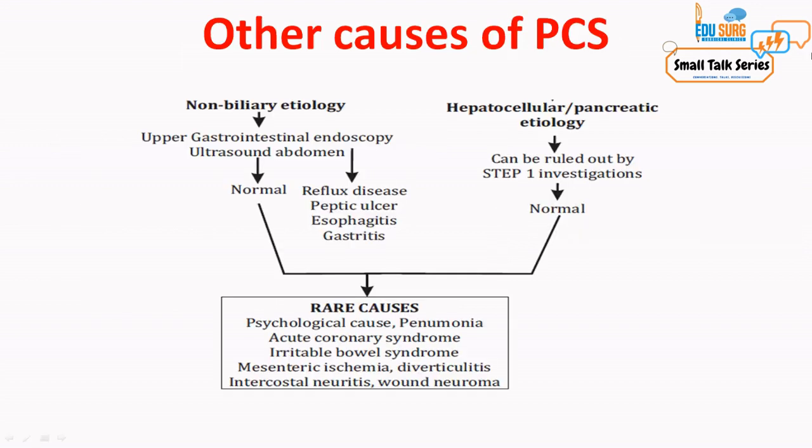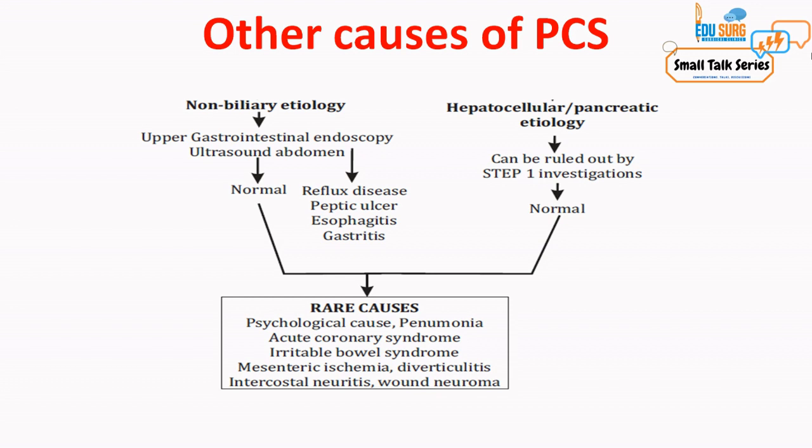As we have discussed, when you are ruling out the biliary etiologies, even the rare ones, never forget other causes of postcholecystectomy syndrome which are extrabiliary. These include upper GI causes such as reflux disease, peptic ulcer, esophagitis, gastritis, and hepatocellular and pancreatic etiology. These can be ruled out by the step 1 investigations, ultrasound and MRCP or a CT scan. However, for upper GI disorders, you will need an upper GI endoscopy.